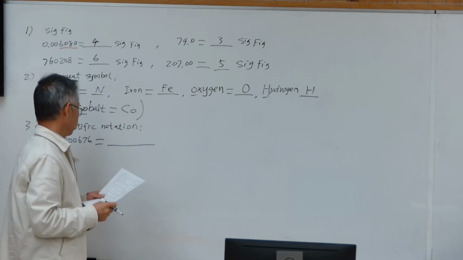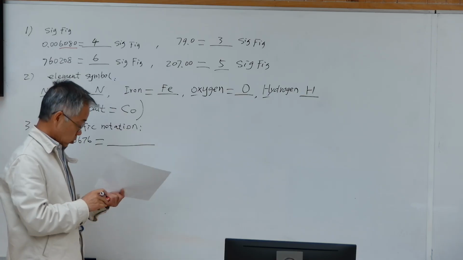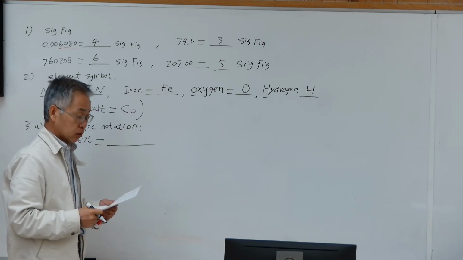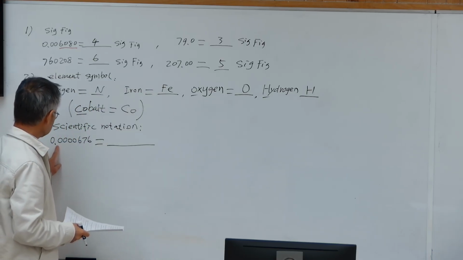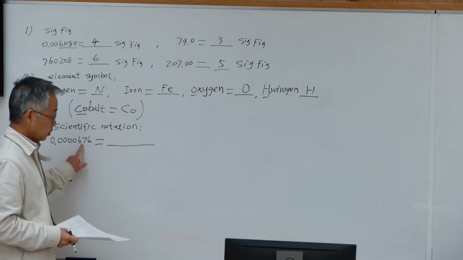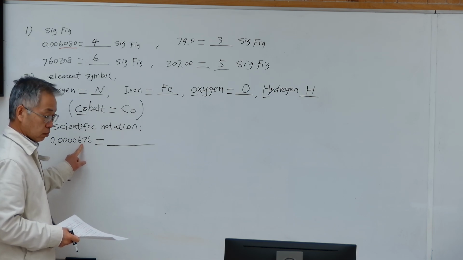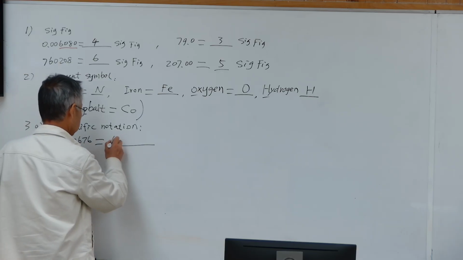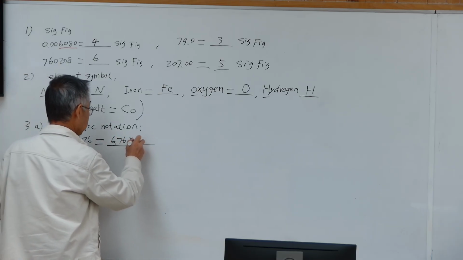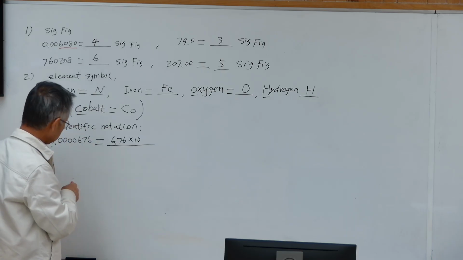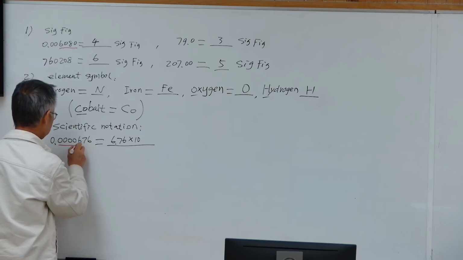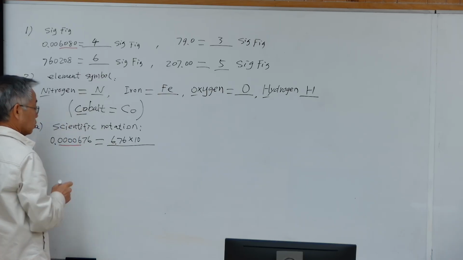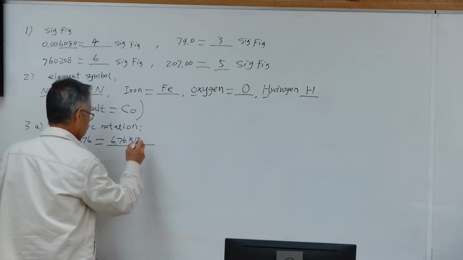Scientific notation is a format with a regular number between 1 and 10, times 10 to a power. So you simply move the decimal point to a place where the number becomes greater than 1 but less than 10. So clearly stop here, 6.76. Then times a power that depends on how many places you moved. So we move 5 decimal places.